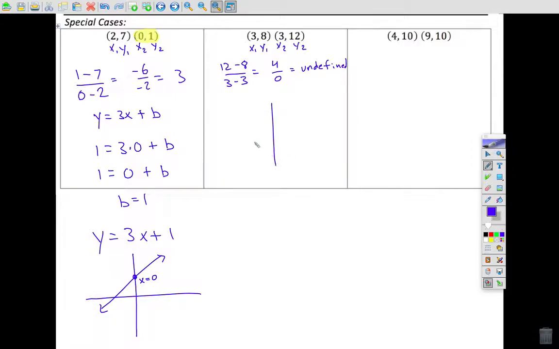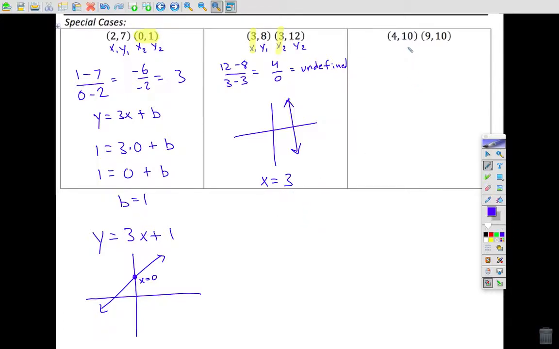An undefined slope is a slope that's straight up and down. If you're thinking about a graph, it looks like this. A straight up and down line is going to be parallel to the y-axis, and it's never actually going to cross the y-axis. So there will be no y-intercept. It'll just be a straight up and down line at x equals 3. I know it's at x equals 3 because both of these x-coordinates are 3. So the equation for this line would just be x equals 3.